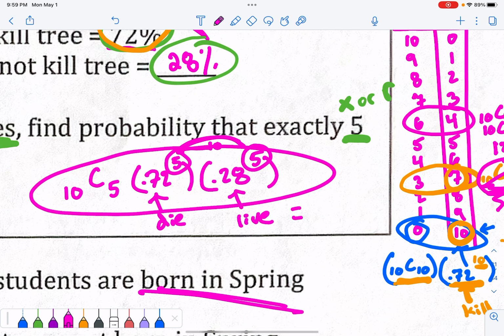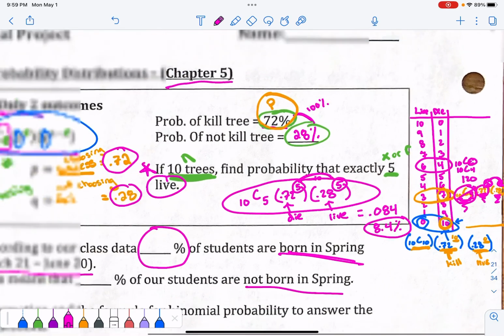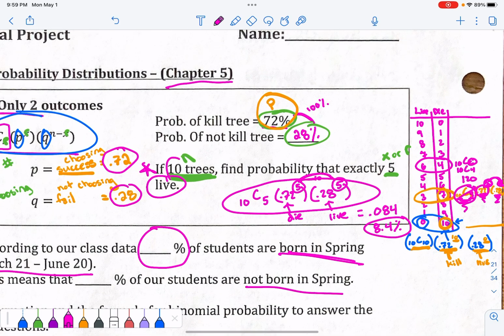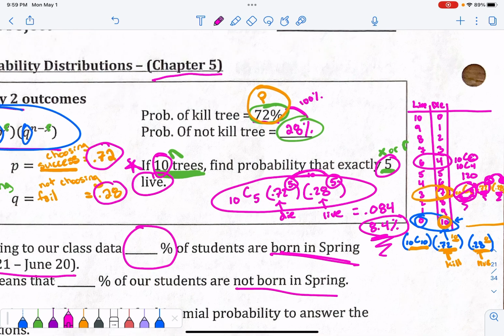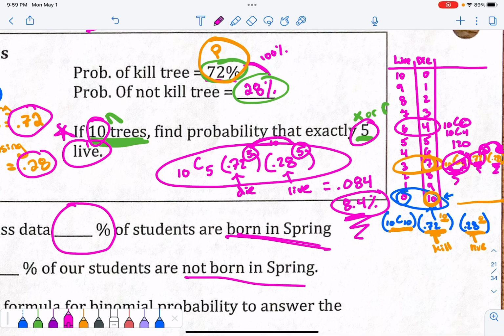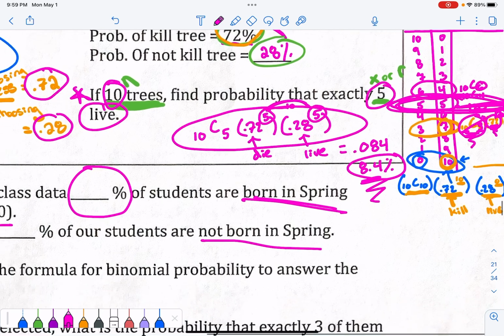When I did this in my calculator, I got 0.084-ish, which is about an 8.4% chance, okay? So this means that if I planted 10 trees, I would have about an 8% chance that exactly 5 of them would live, as opposed to 6 of them living, or 7 of them living, or 2 of them living, right? And that would correspond to this row in the table. This 5 and 5 gives me this percentage right here. So you're going to do this down below.